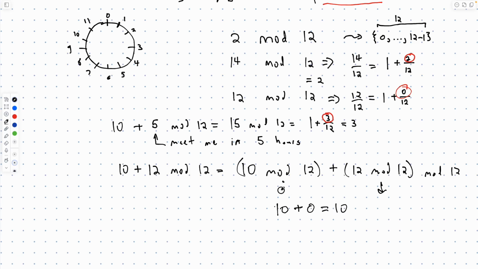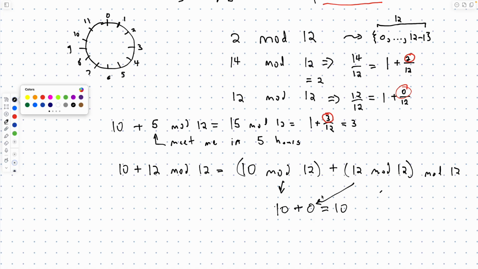Okay? So I can simplify it first. Or I could do 10 plus 12 is 22, and 22 mod 12 will give me 10. Okay, but the point is I can mod it down right away, so I can immediately see that this is 0, and so you don't have to wait till the end to mod it if it makes your life easier.